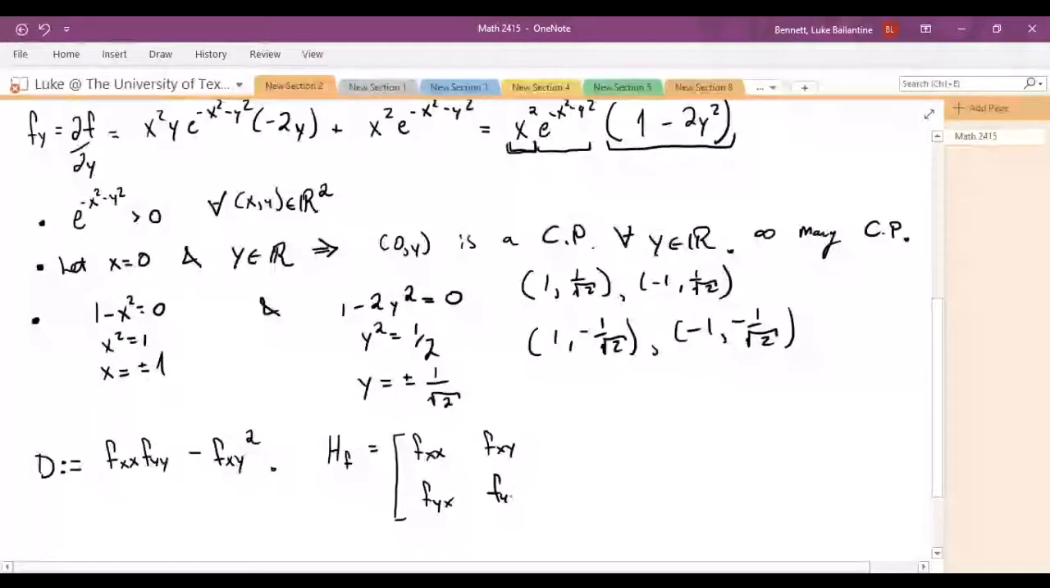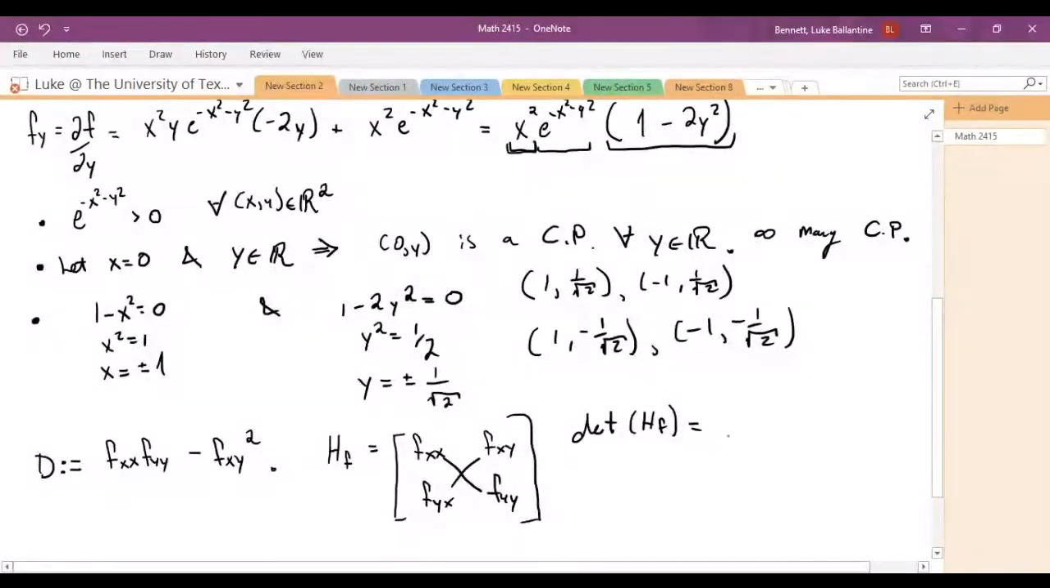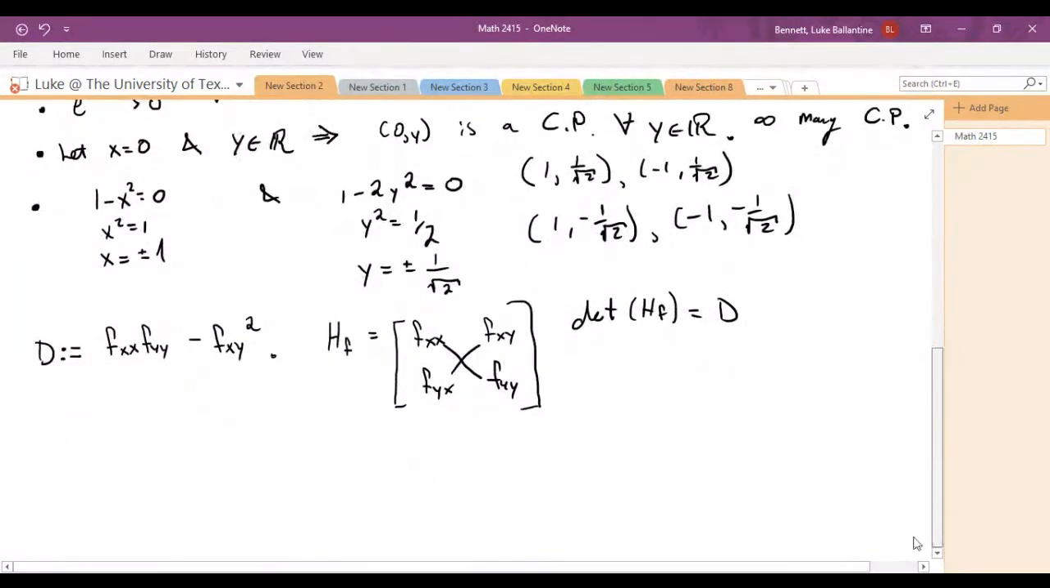If you've taken linear algebra, you can readily see, even from this class too, when you take a 2x2 determinant, what do you get? You do ad minus bc. So the determinant of this Hessian matrix gives us exactly the discriminant D. So that's what we're going to do. We're going to calculate all the second partial derivatives of our function.